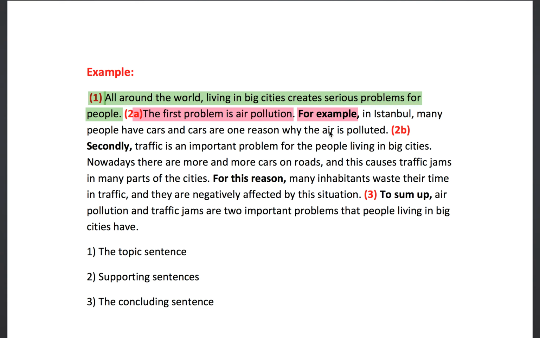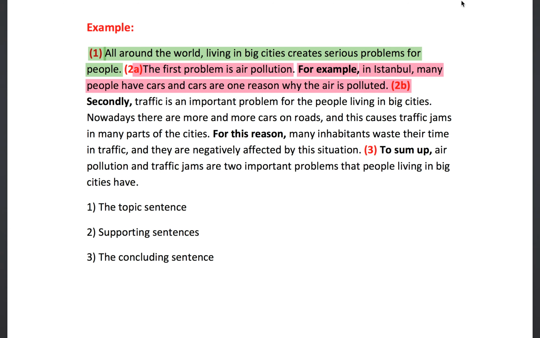For example, in Istanbul, many people have cars, and cars are one of the reasons why the air is polluted. By giving this example, you can tell why air pollution is one of the problems. Air pollution is one of the problems because we have an example for it, which is using many cars in the cities, so it makes problems.